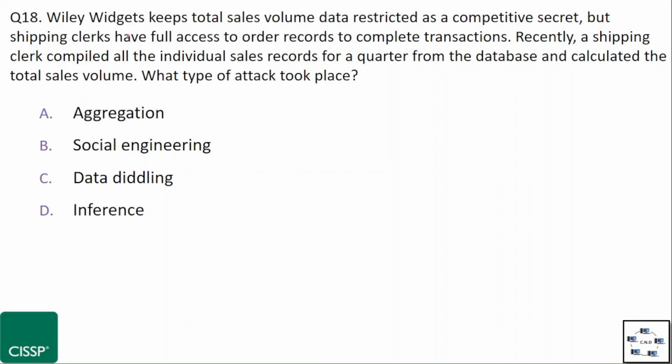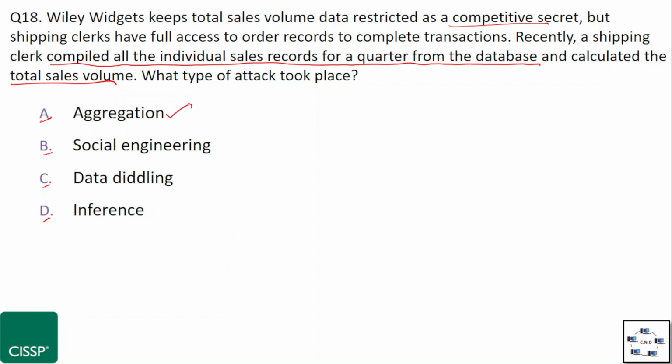Question number 18. Wally Widgets keeps total sales volume data restricted as a competitive secret, but shipping clerks have full access to order records to complete transactions. Recently, a shipping clerk compiled all individual sale records for a quarter from the database and calculated the total sales volume. What type of attack took place? And the options are option A, aggregation, option B, social engineering, option C, data diddling, and option D, inference.